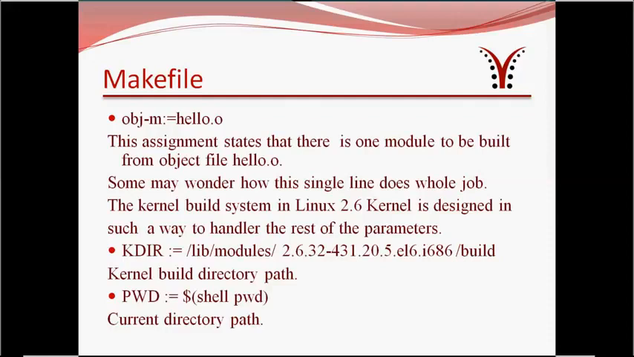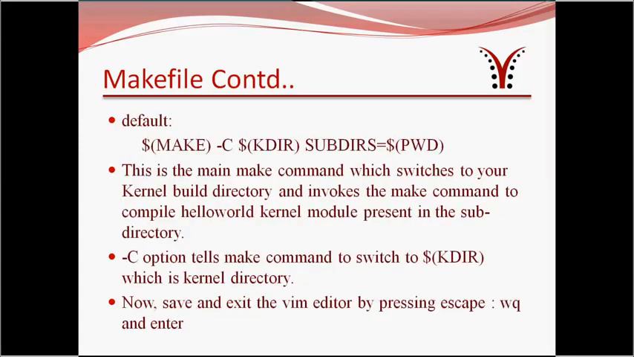The third line is PWD, the current directory path. It shows the kernel the current location of our kernel module. We'll read the current path into the PWD variable. Now the last line is the main makefile command which switches to your kernel build directory and invokes the command to compile the Hello World kernel module present in the subdirectory. The -C option tells the make command to switch to the kernel build directory.